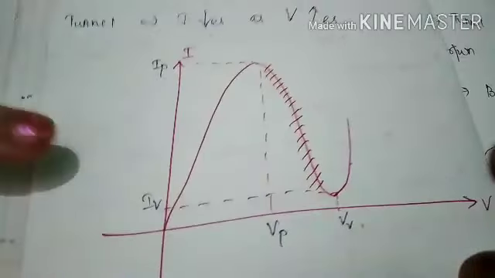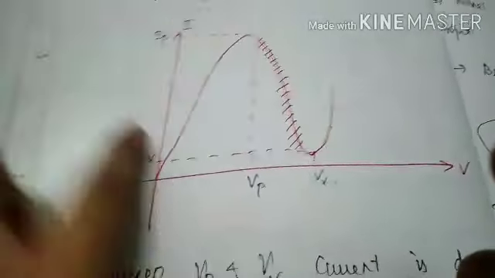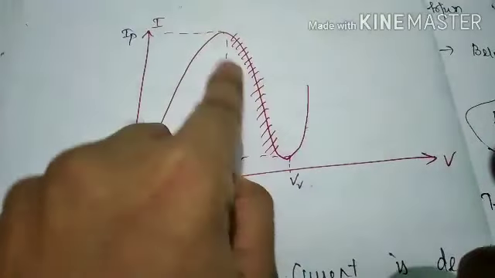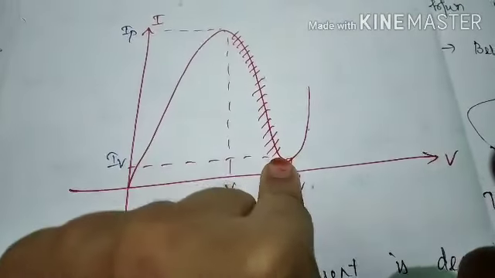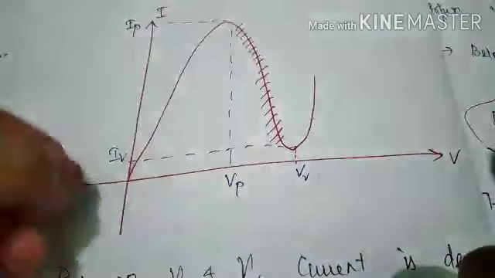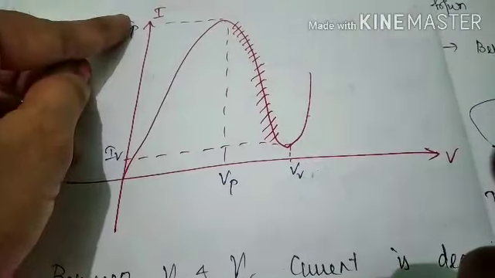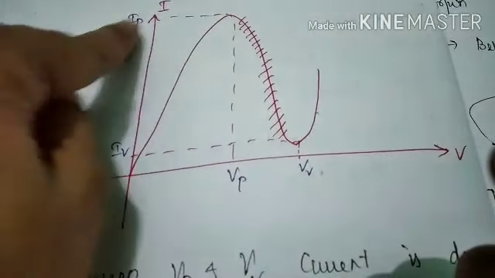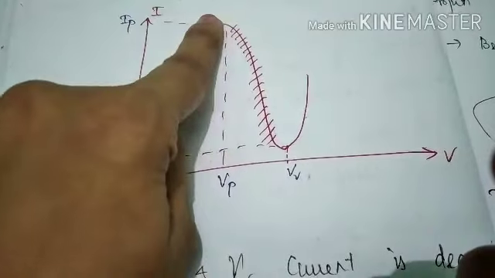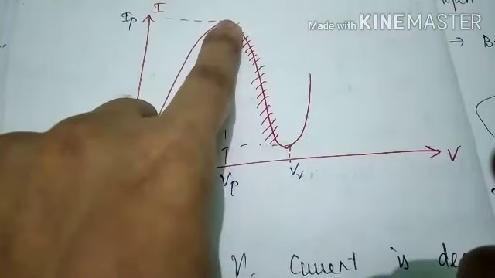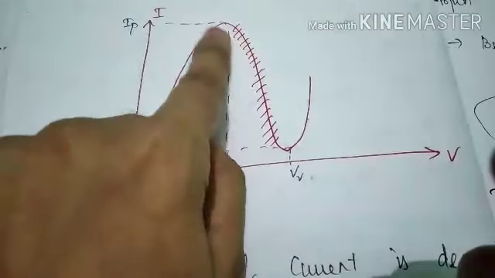See, this is the IV characteristics graph of the tunnel diode. See, this part is said to be the negative resistance region. Why are we saying this part is the negative resistance region? See, in this direction voltage is increasing, and in this direction current is increasing, right? See here, voltage is increasing, but the current starts to decrease from this point. So this point is said to be IP. The current starts to decrease from this point IP.